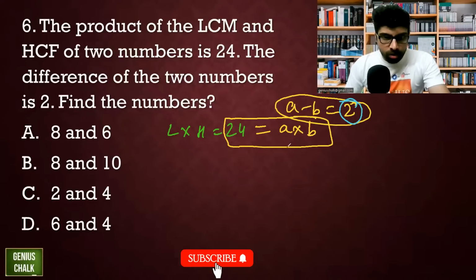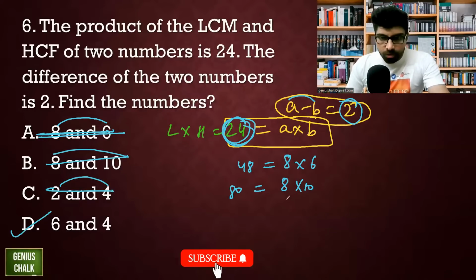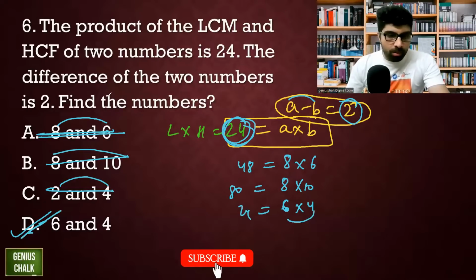Just use the options. If I use the first option, 8 into 6, that is giving me 48. Here it should be 24. That means this is not my answer. 8 and 10, if I use, that is giving me 80, which has to be 24. And obviously A minus B also has to be 2. This was 2, but it is not satisfying the product rule. 8 and 10, 80, it is not coming out to be 24. 2 and 4 is not 24. All three are cancelled. 6 and 4, if you check, 6 times 4 is 24, and 6 minus 4 is 2. That means option D has to be my answer.